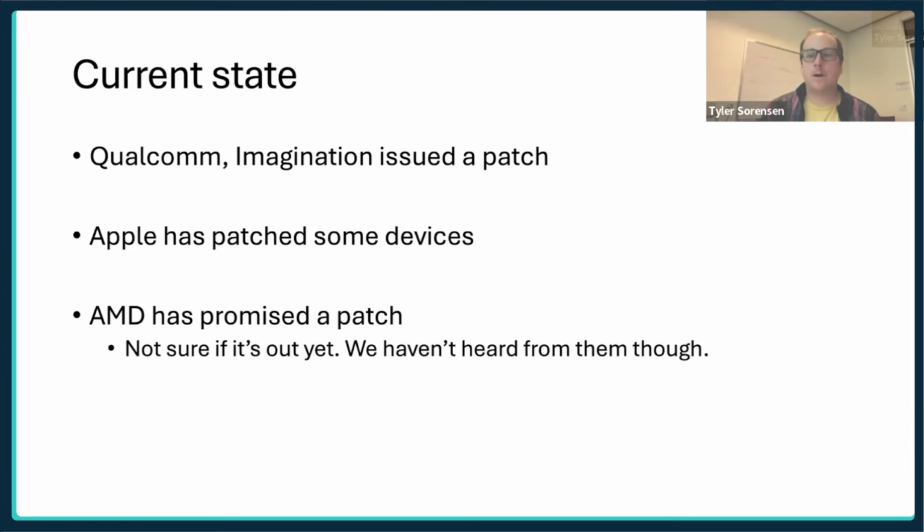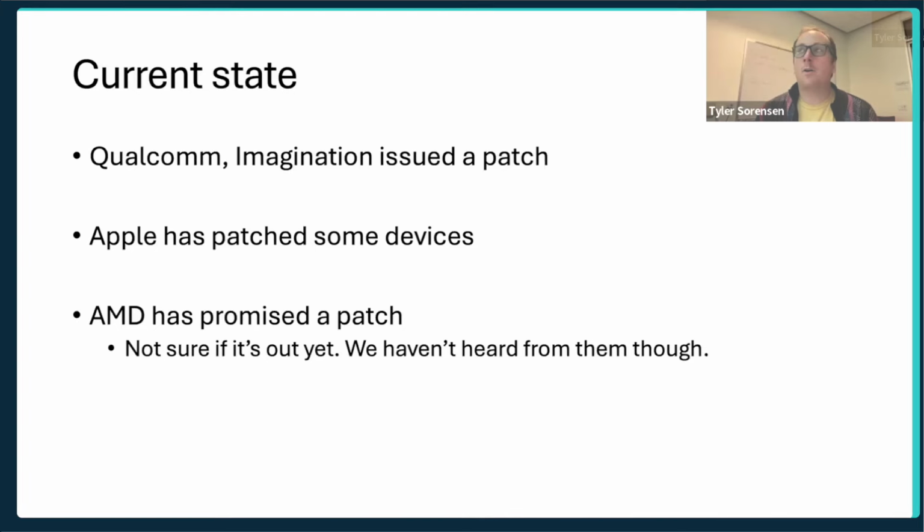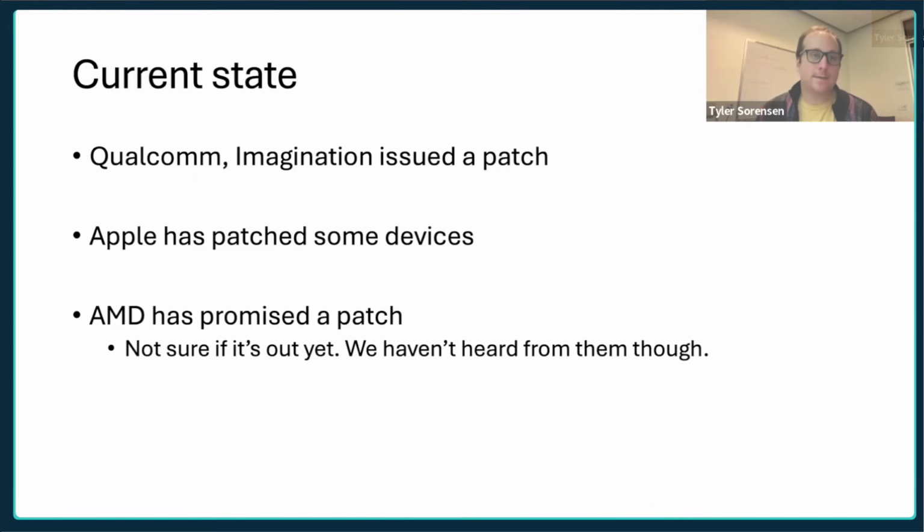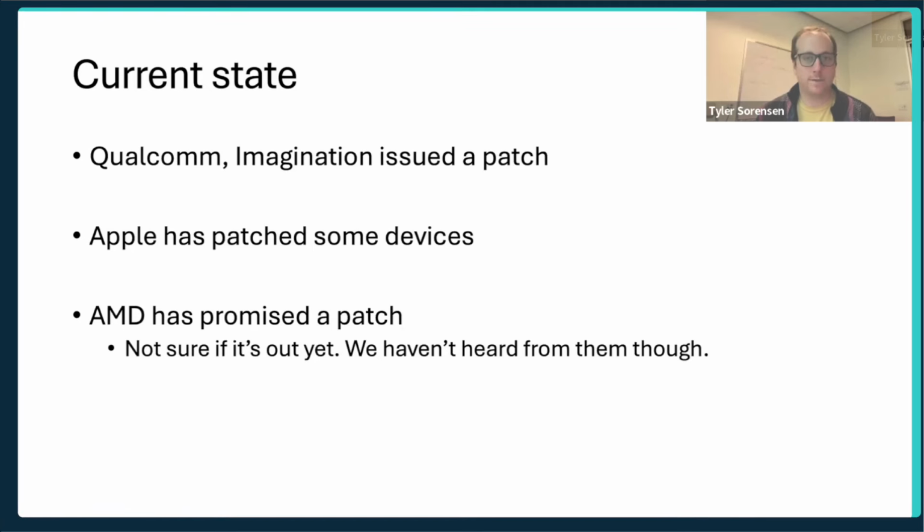There was a question in the chat about whether there's a CVE for each vendor. The way we did this is we worked with CERT, which is one of these organizations that coordinates these disclosures. And we discussed whether there should be a CVE for each vendor. And in the end, we decided just to have one CVE that covers all of them.